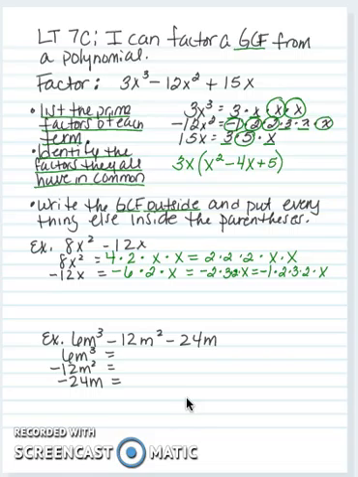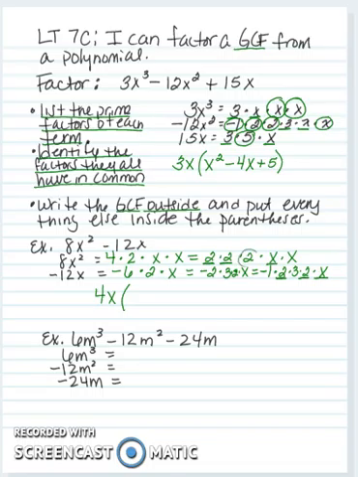I find what numbers they have in common. Well, I have a 2 here and a 2 here. I have a 2 here and a 2 here. And I have an x here and an x here. So my greatest common factor would be 2 times 2 times x, so that's 4x, and it goes outside the parenthesis. What do I have left over?